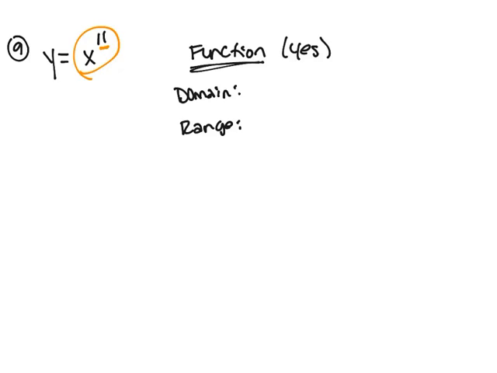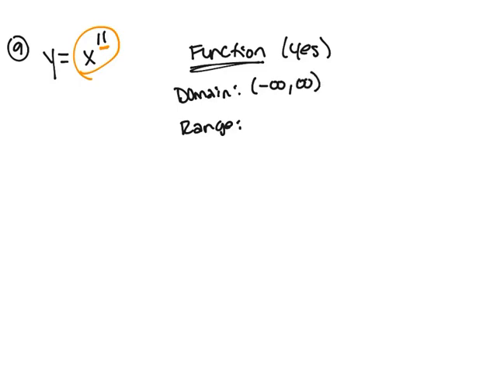And so now we're looking at domain and range. Domain: if x is in control, all I have on x is an exponent. I'm just raising some number to the 11th power. So there's no restriction on that number. So my domain is going to go from negative infinity to positive infinity.